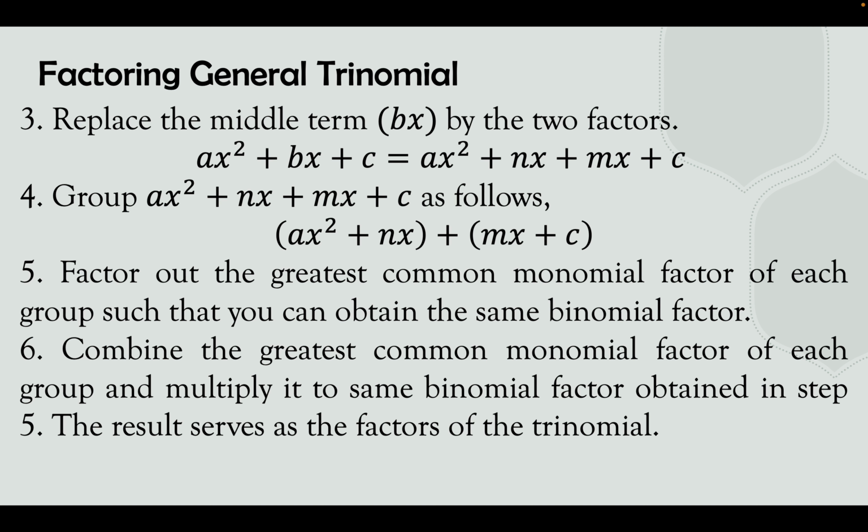And then step number 6, we need to combine the greatest common monomial factor or the GCMF of each group and multiply it to the same binomial factor obtained in step number 5. The result serves as the factor of the trinomial. So we have six steps that we need to remember, but as long as you practice this all the time in solving, you can already familiarize all the steps at once.